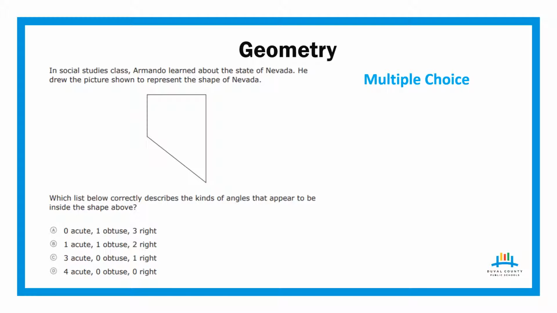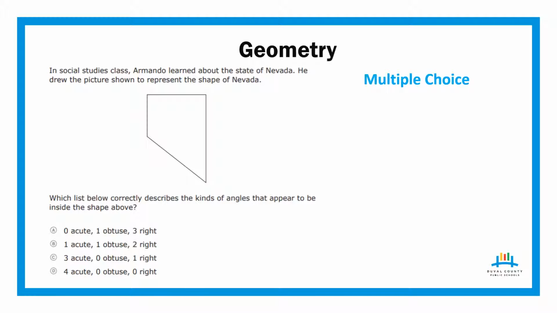Let's take a look at some practice problems in the geometry domain. Let's take a look at this problem. In social studies class, Armando learned about the state of Nevada. He drew the picture shown to represent the shape of Nevada. Which list below correctly describes the kinds of angles that appear to be inside the shape above?